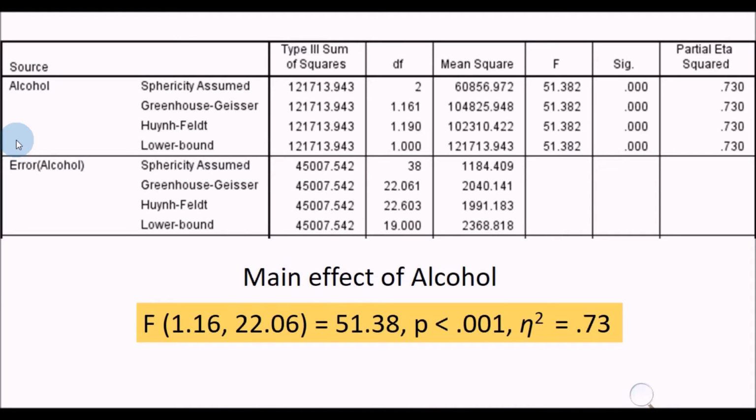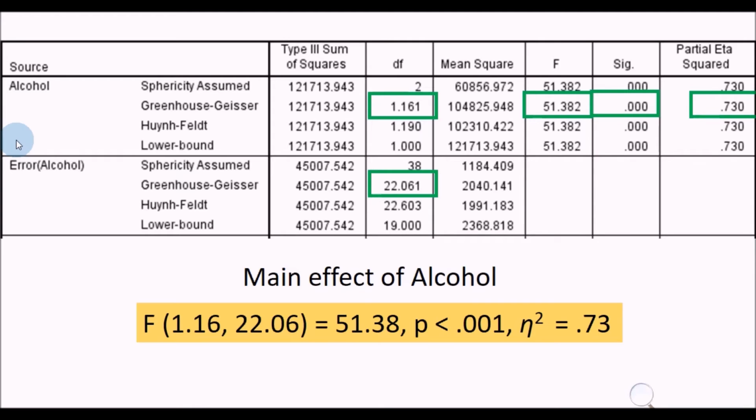The main effect of alcohol, we'll use now the Greenhouse-Geisser statistics. And we first of all need to just pick out the degrees of freedom. So the first degree of freedom using the corrected statistics is 1.16. Then you want the error degrees of freedom, which is 22.06. And the F statistic now will be this one, 51.38, p of less than 0.001, and eta squared of 0.730. Now, unlike the previous example, these are now partial eta squared because you're looking at separate effects in the model.